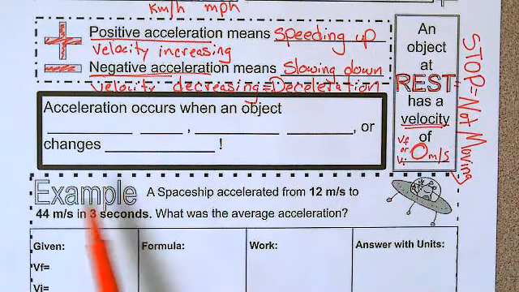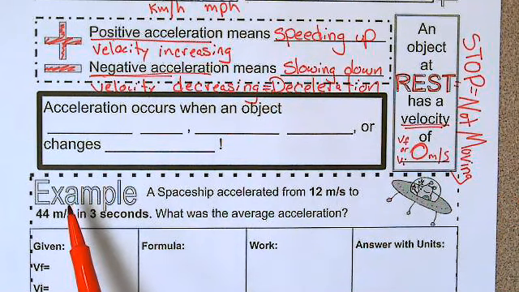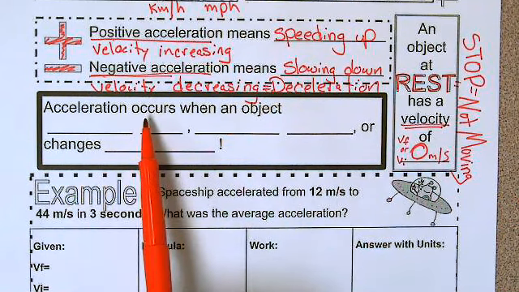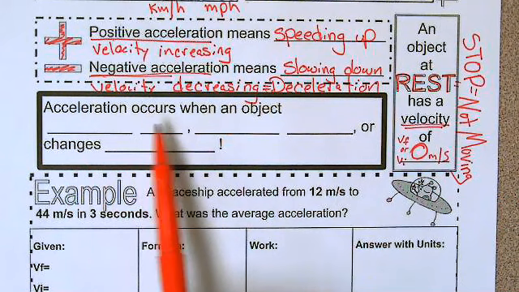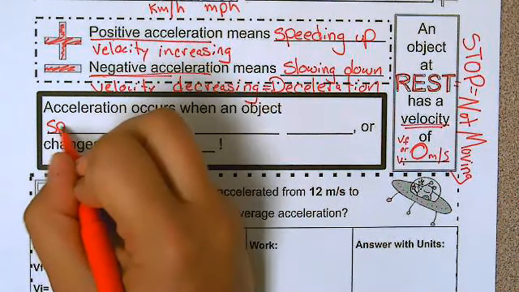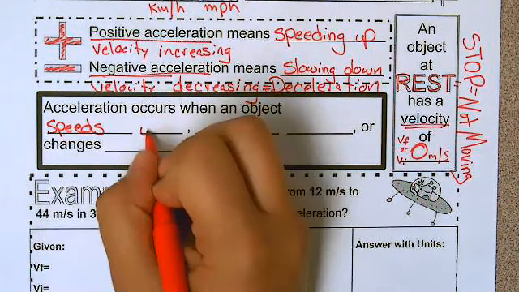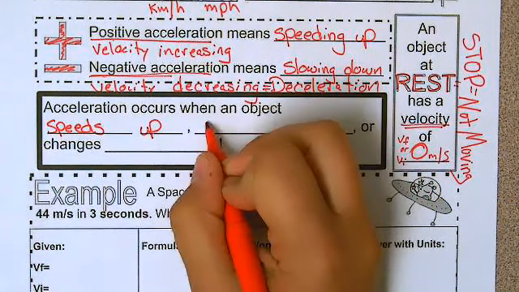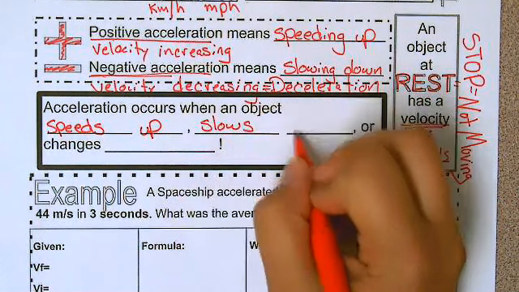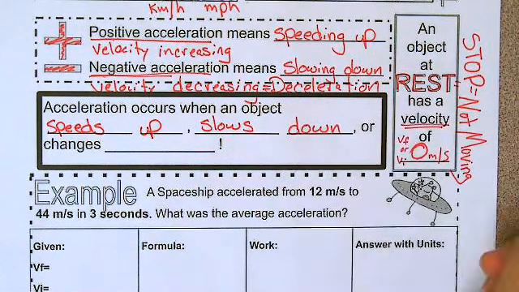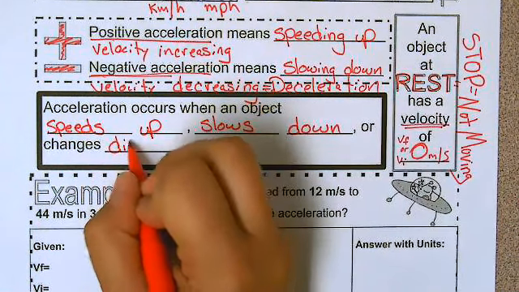Okay, so the next thing here is 3 ways that acceleration can occur. Acceleration occurs when an object speeds up, so it gets faster, it slows down, or if it changes its direction.